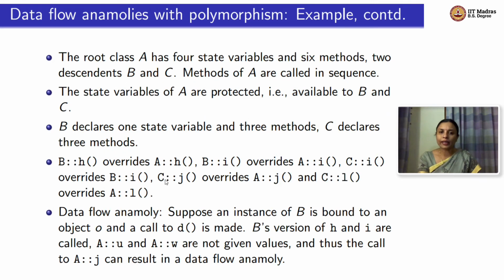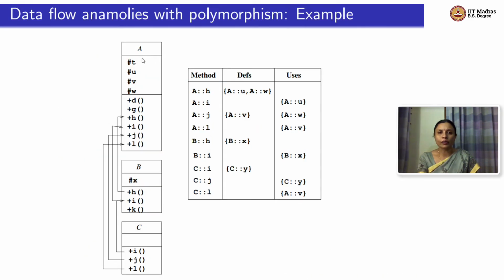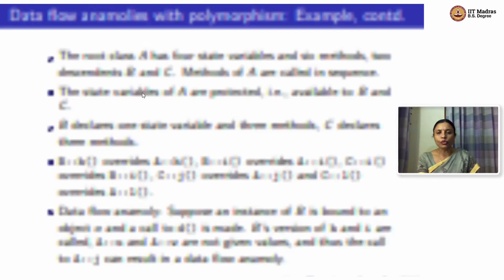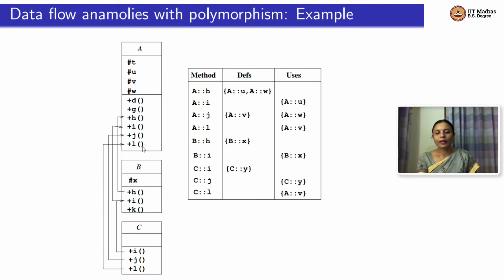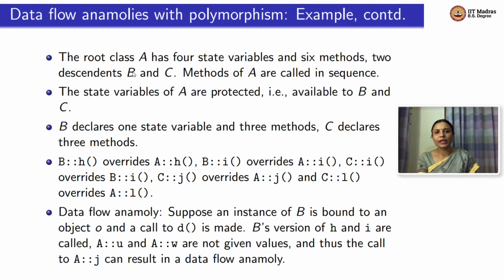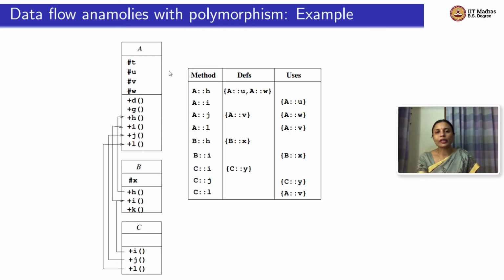This slide explains that. It says there is a root class A. It has 4 state variables, T, U, V, and W, and 6 methods, G to L. It also has 2 descendants, B and C. Assume that the methods of A are called in sequence. That is, to start with, method D runs, D calls G, which in turn calls H, which in turn calls I, and so on. So they are called in sequence.